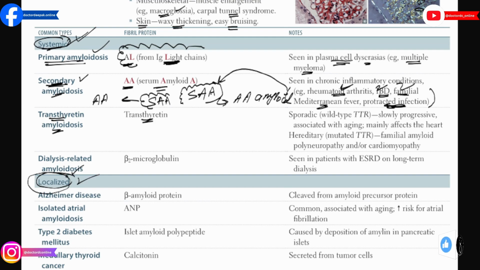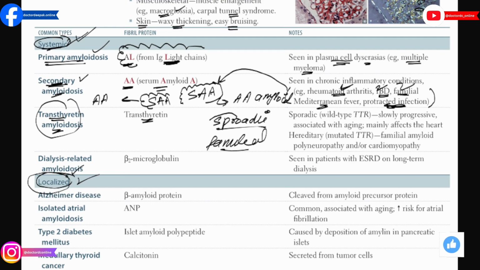First one is the sporadic, and second one is the familial. So basically, transthyretin amyloidosis can occur in two conditions. One is sporadic and one is familial. In sporadic, basically, it is a slowly progressive condition that is associated with aging.